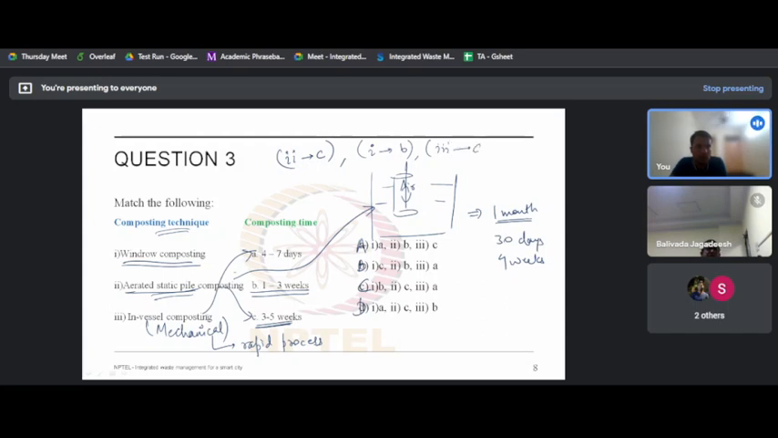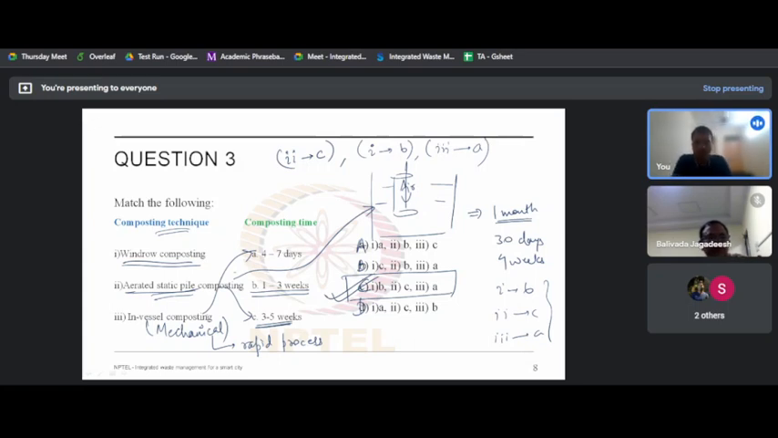So 3 will go with A. So we have 1 is B, 2 is C, and 3 is A. So B, C, and A. So we can see that it is option C. So the correct answer is option C.